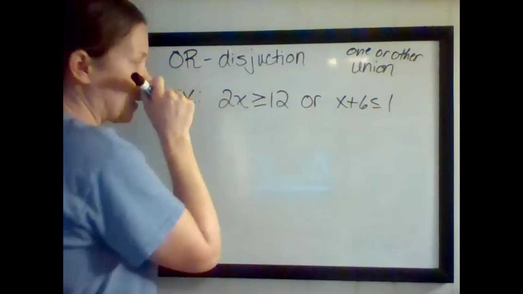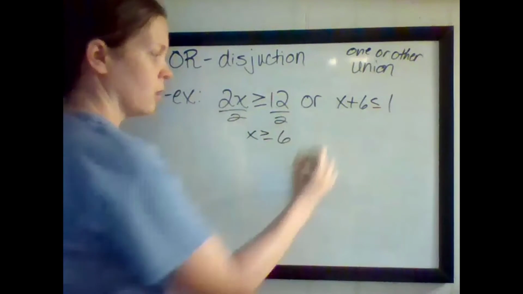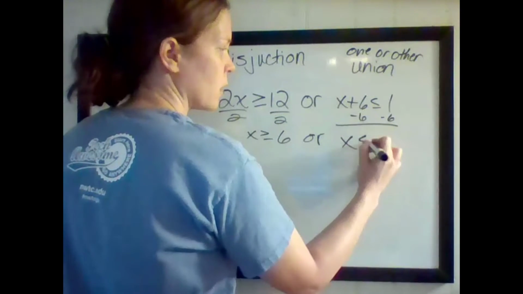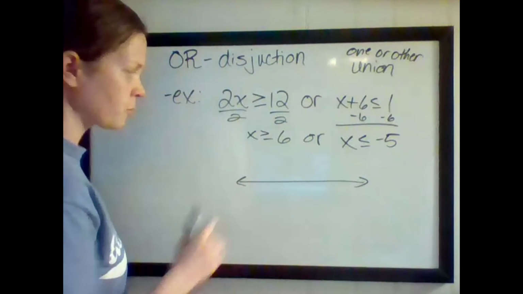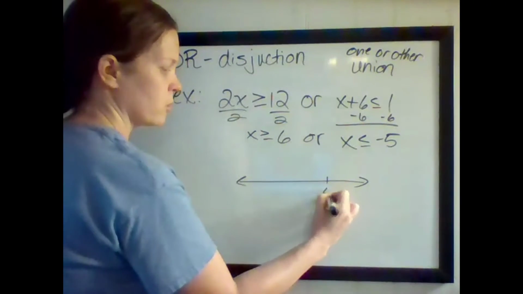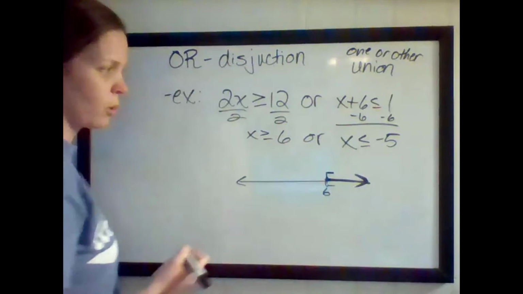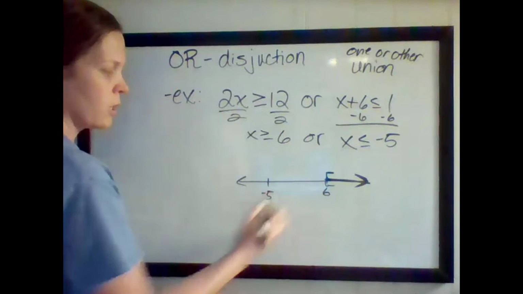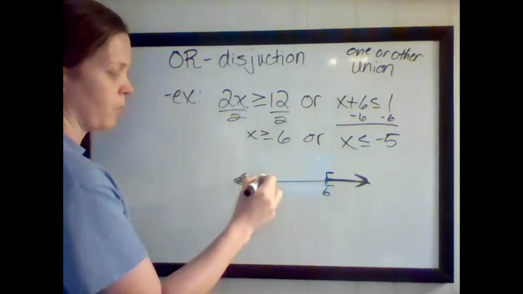Okay, so on the first one, divide by 2, x is greater than or equal to 6, or x is less than or equal to negative 5. Let's see what that looks like. So x is greater than or equal to 6, brackets. I'm jumping ahead, putting it on the line. I think it'll be okay though. And then x is less than or equal to negative 5 over here, less than, so this way.